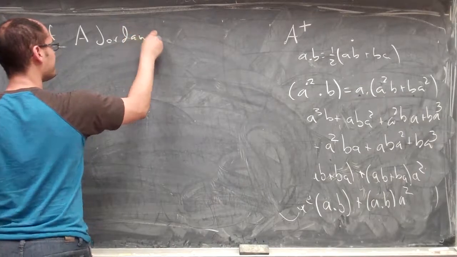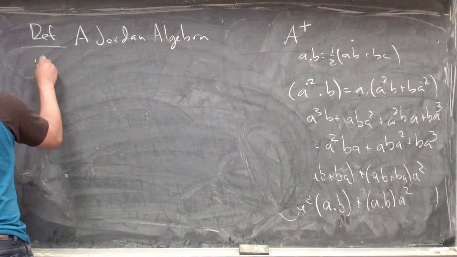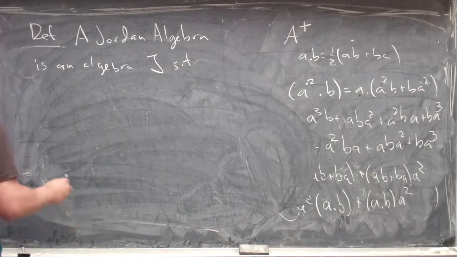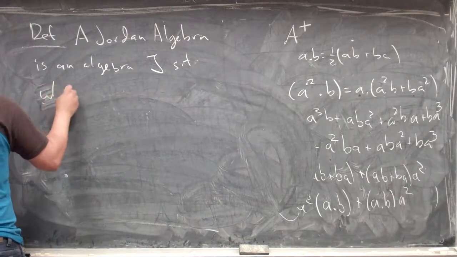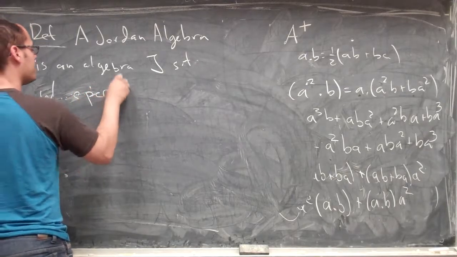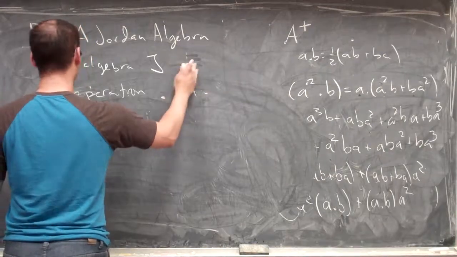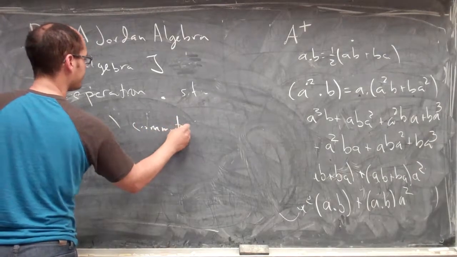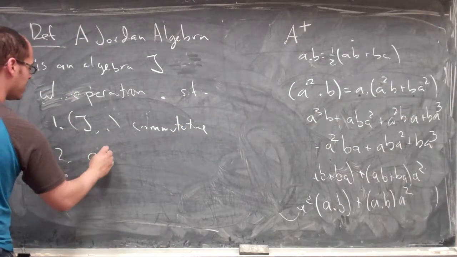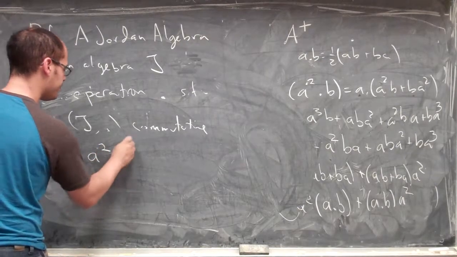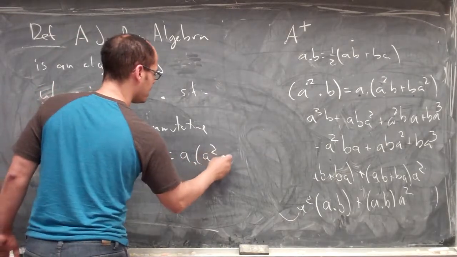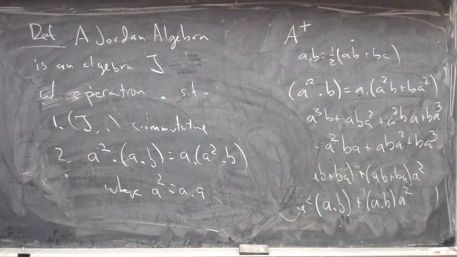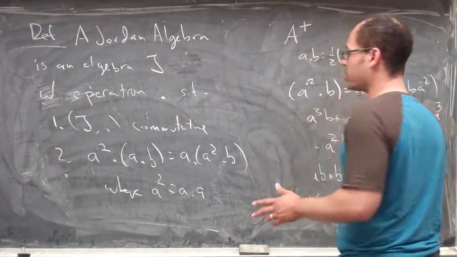A Jordan algebra is an algebra J, over some field F all the time, with its binary composition, denoted by a dot, such that one, the dot is commutative, and two, it satisfies the identity A² · (A · B) is A · (A² · B), where A² means A · A, for all A and B. So a Jordan algebra is simply a non-associative commutative algebra which satisfies these two identities.